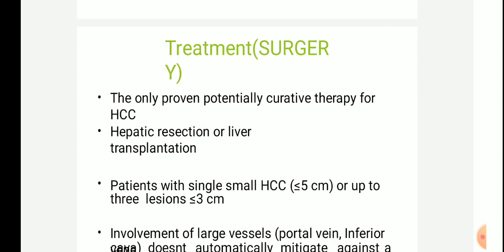Treatment: the only proven potentially curative therapy for HCC is hepatic resection and liver transplantation. Nowadays, multi-specialty hospitals are coming up with package offers for such patients. Say, for example, give 20 lakhs, 25 lakhs, and we give you an HLA compatible patient who can donate a liver or a lobe for you. Or a dead patient wherein the liver has been preserved. So HLA compatibility is very much essential here.